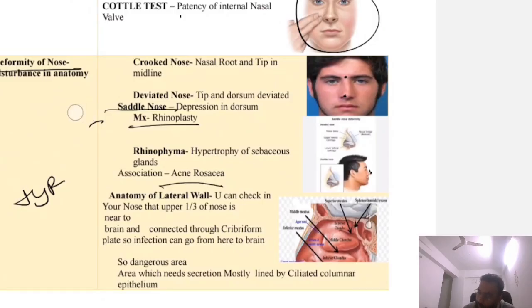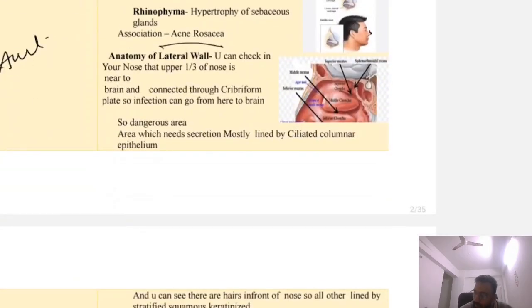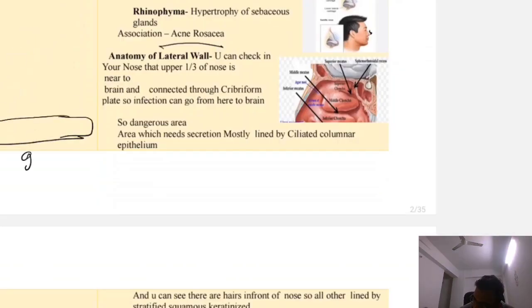Okay, so we have understood this. Now the anatomy of the lateral wall. The lateral wall has 3 turbinates. First is the inferior turbinate, which is the longest. We have learned about the medial wall, now we are studying the lateral wall of the nose. This is the inferior turbinate, this is the middle turbinate, and this is the superior turbinate.